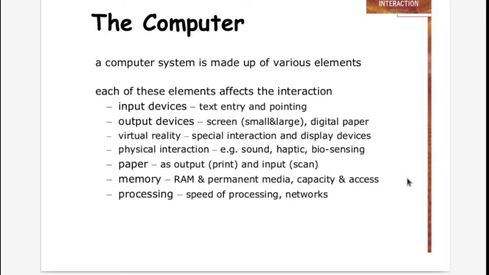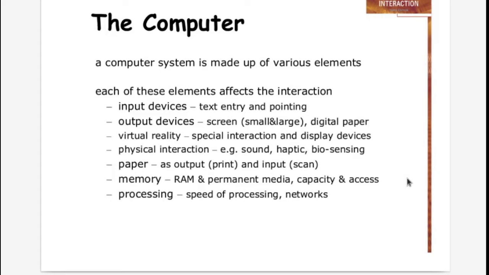Then we have the output devices. These output display devices are used in interaction. They help us to see what is on the screen, and screens may vary from small to large and the other digital papers. The third is the virtual reality systems, physical interaction, so physical controls where we can control sounds, haptics, and etc. Then we have paper output when we are printing, and input as a scanner.